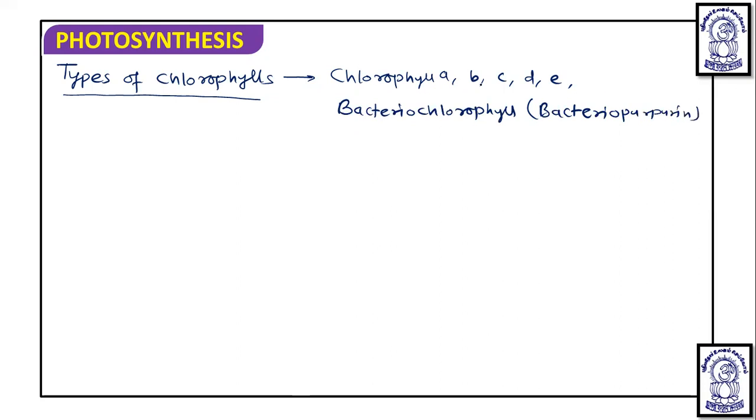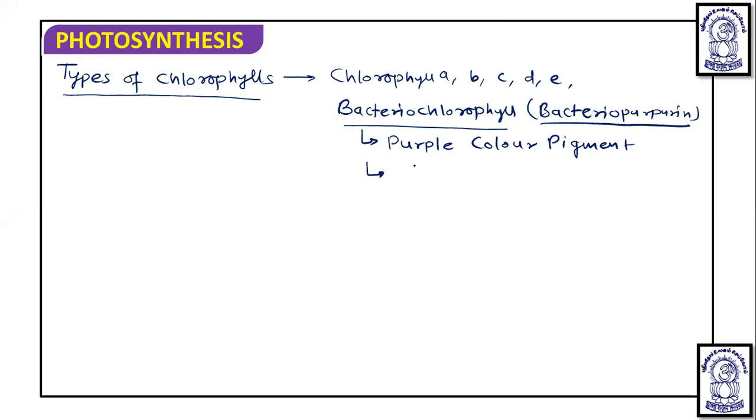We will discuss chlorophyll A, B, C in detail. D and E are not important, but we remember this bacteriochlorophyll or bacteriopurpurin, which is a purple color pigment, and the molecular formula of this is C55H74O6N4Mg. It means they have carbon, hydrogen, oxygen, nitrogen, and magnesium.